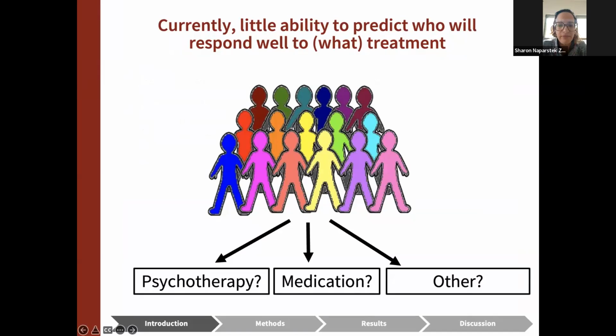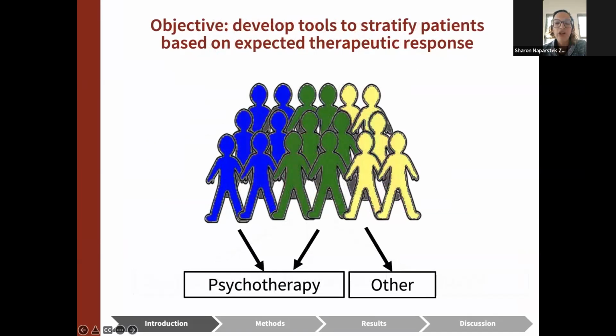Currently, we have very little ability to predict or know ahead of time who will respond well to what type of treatment, whether it's psychotherapy, medication, or other. Next slide. And the objective of the current study was to develop tools that will help us stratify patients based on their expected therapeutic response. And by doing so, we hope to assist both the clinician and the individual coping with PTSD to choose the best therapy for them right now.